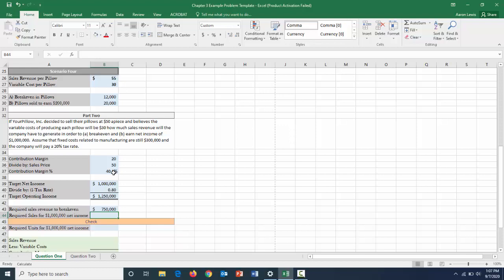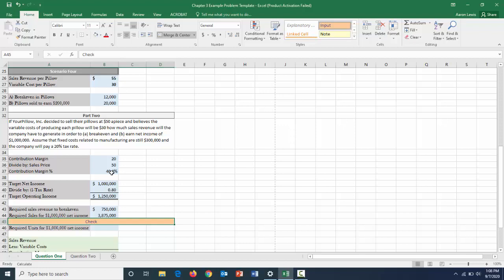Over here, for our required sales for $1 million of net income, we are going to have to take our fixed costs, $300,000, and add to it the operating income that we need, plus our $1.25 million in operating income, and divide that by our contribution margin percentage. And we come up with $3,875,000. So that's the amount of sales we're going to need to have $1 million of net income.